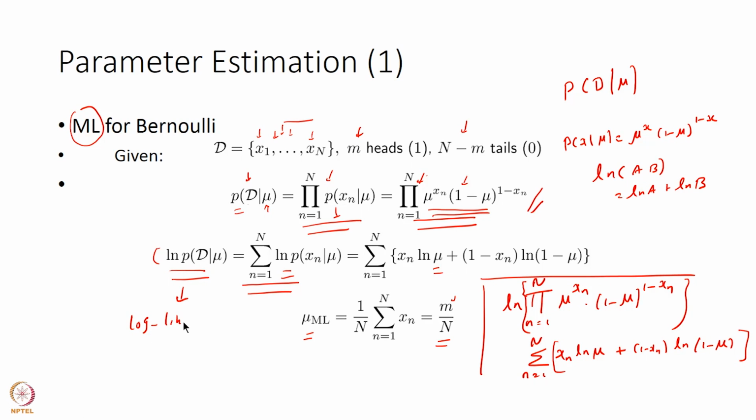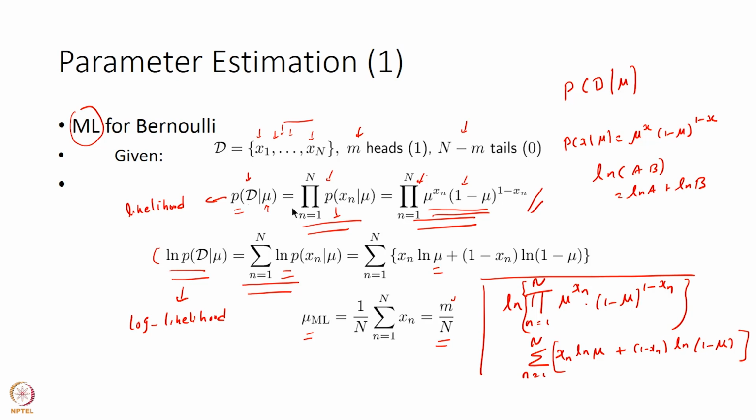This log of p is always referred to as the log likelihood, and this p of D given mu is referred to as the likelihood. What is the likelihood of observing this data set given this parameter mu? This is a sequence of Bernoulli trials, and we assume that it is characterized by this mu, which is the probability of observing x equal to 1.